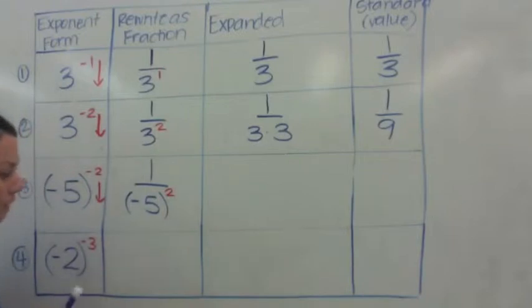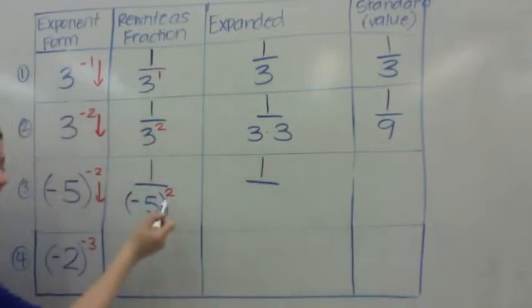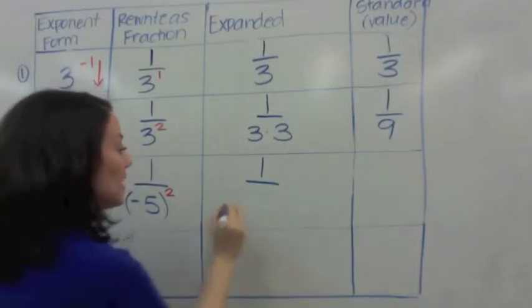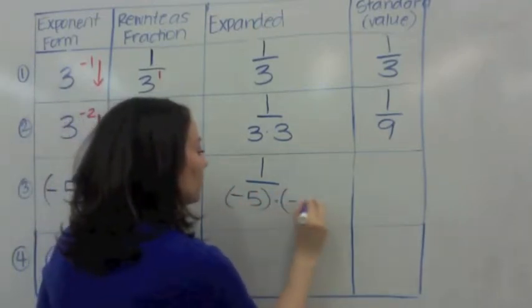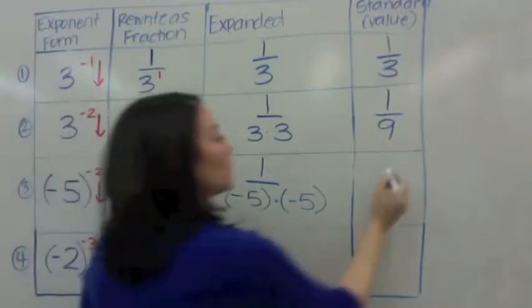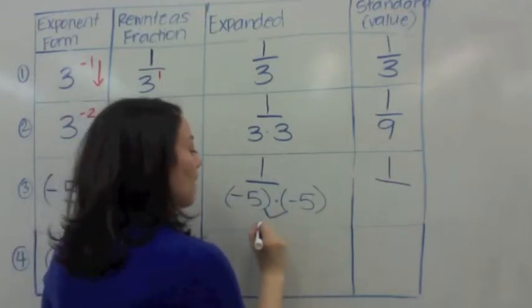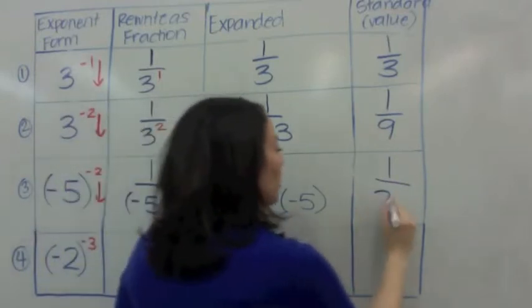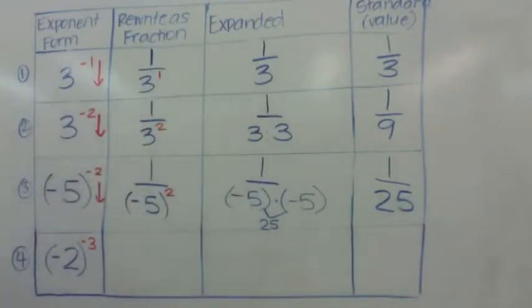Okay? So we do have to expand that. It becomes 1 over, what is negative 5 squared? Does that mean negative 5 times a negative 5? Is that what it means? Yes, that's exactly what it means. So it becomes 1 divided by, what is negative 5 times negative 5? Positive 25. So it becomes 1/25. Okay, so go ahead and get that down.